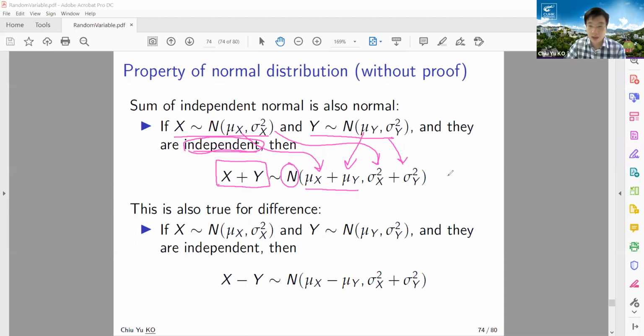We'll use it in the next set of slides very soon. And same for the difference. The only difference is this is subtraction, but the variances still add together.